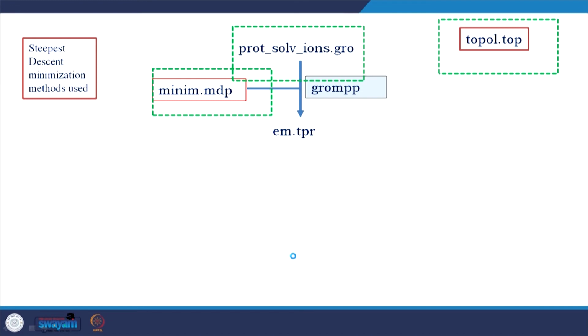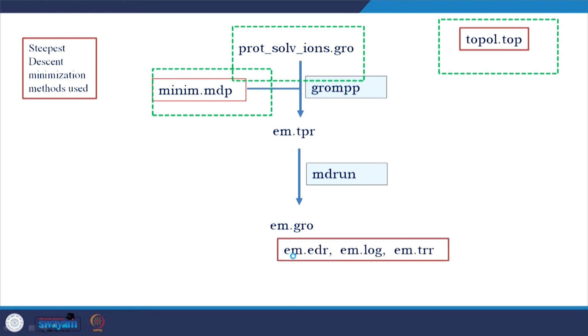Here, the steepest descent minimization method is used, we have already discussed what a steepest descent minimization method is. Now, as I told, we are actually going to the MD run, the minimization run, and after the MD run we get em.gro, the GROMACS coordinate file. But in addition to the em.gro, we will also get em.edr, em.log and em.trr, the new files.